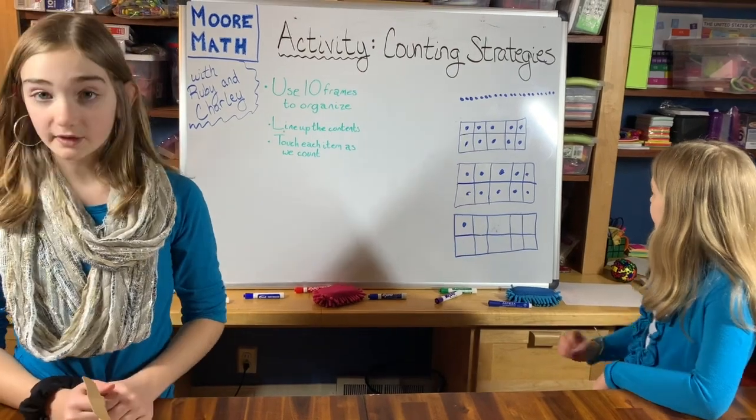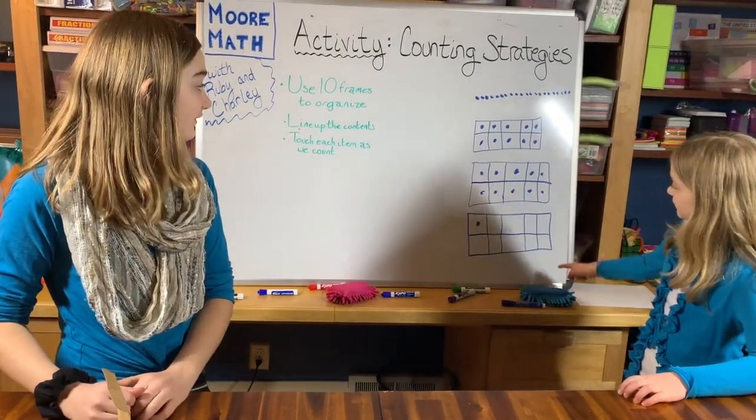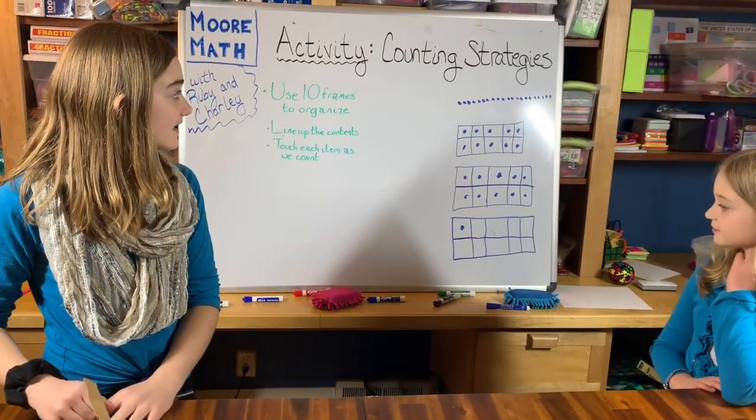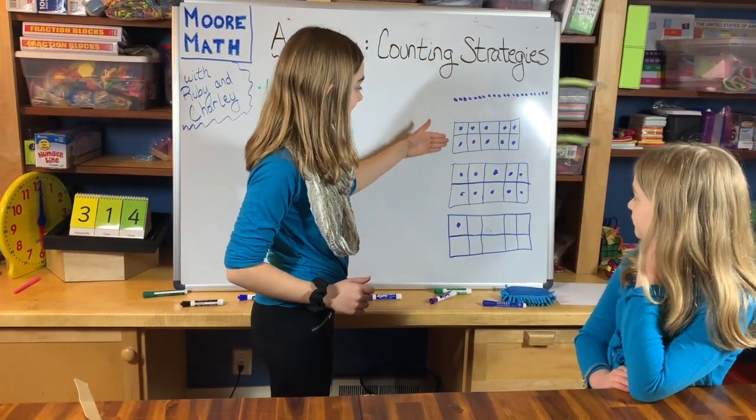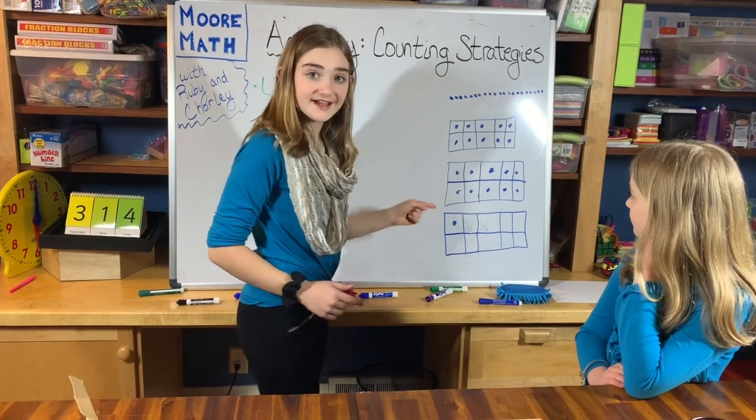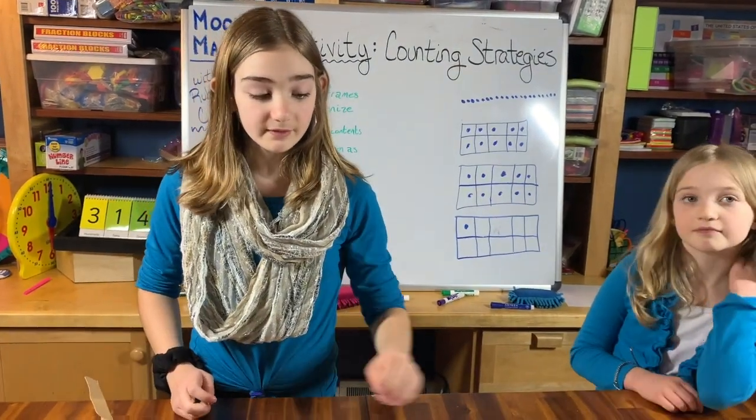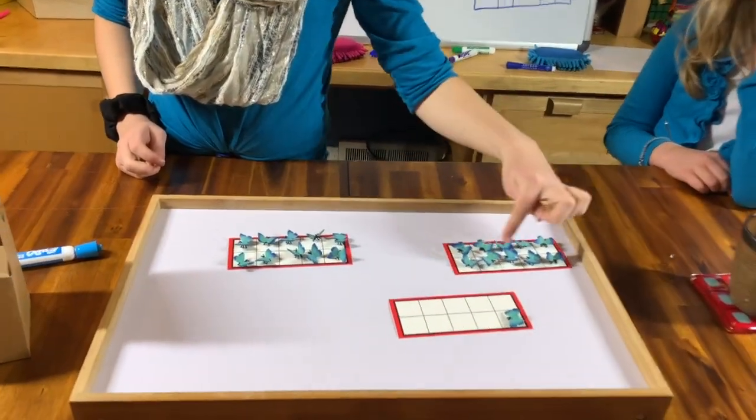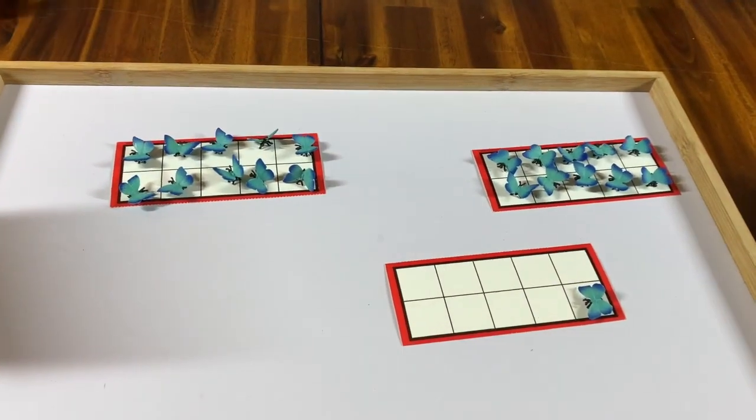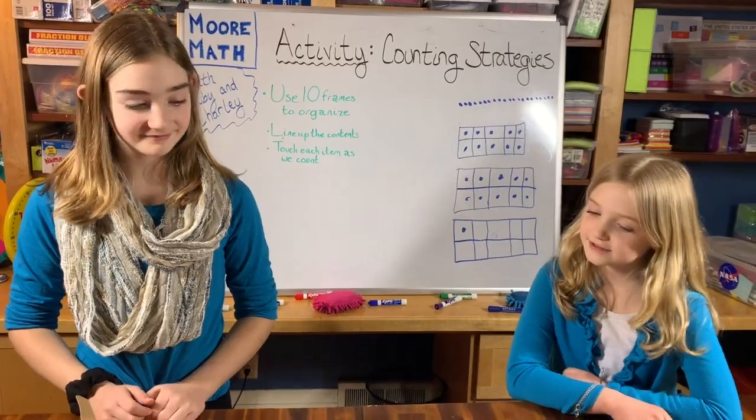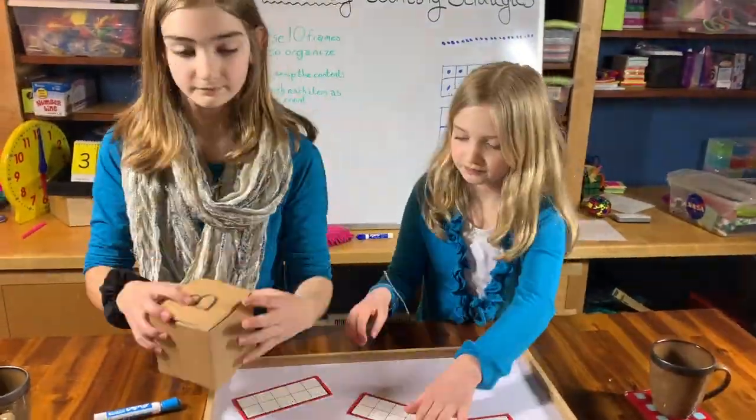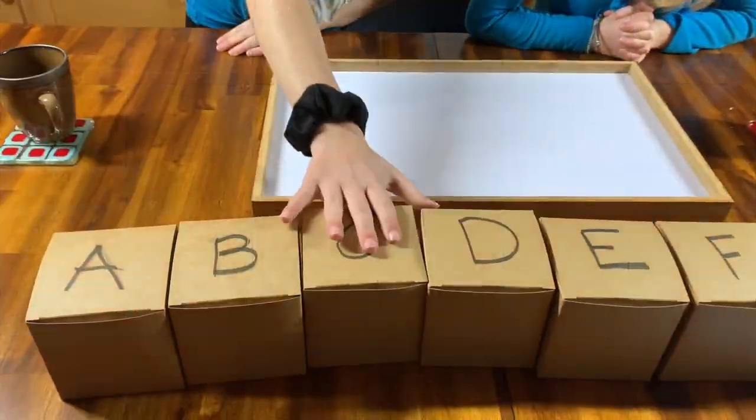This helped us organize our butterflies in ways that put them in lines, not only going this way but going down, so that we knew that when we got to the end of one ten frame, we had 10 butterflies. On to the next one. Next is C.